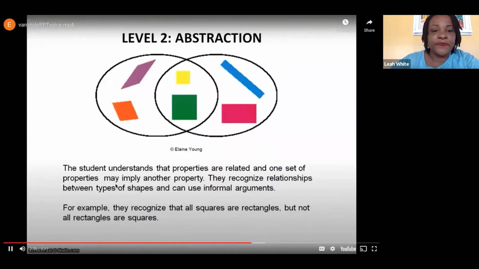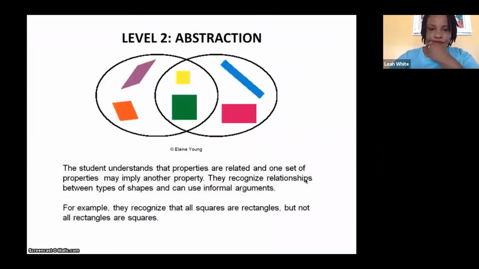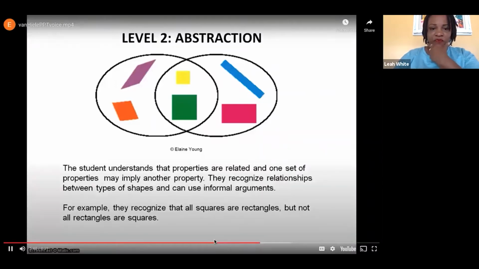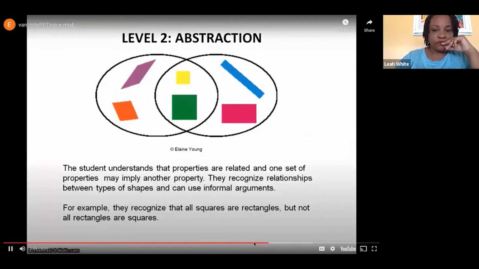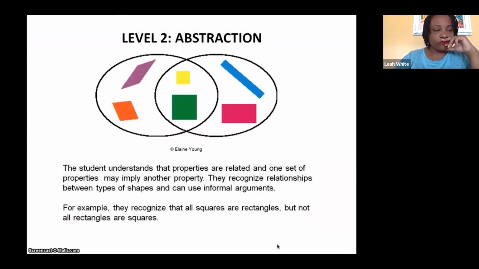Level 2, abstraction. The student understands that properties of shapes are related and that one set of properties may imply another property. For instance, if a square has a right angle, we can also say that the measure of its angle is 90 degrees. Students can recognize relationships between types of shapes and even use informal arguments to talk about why a square is a rectangle. For example, they do recognize that all squares are rectangles, but not all rectangles are square, and they may be able to discuss this.